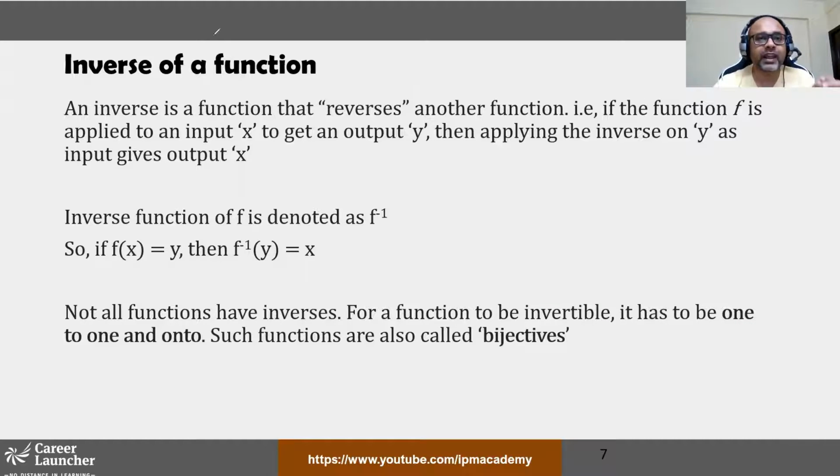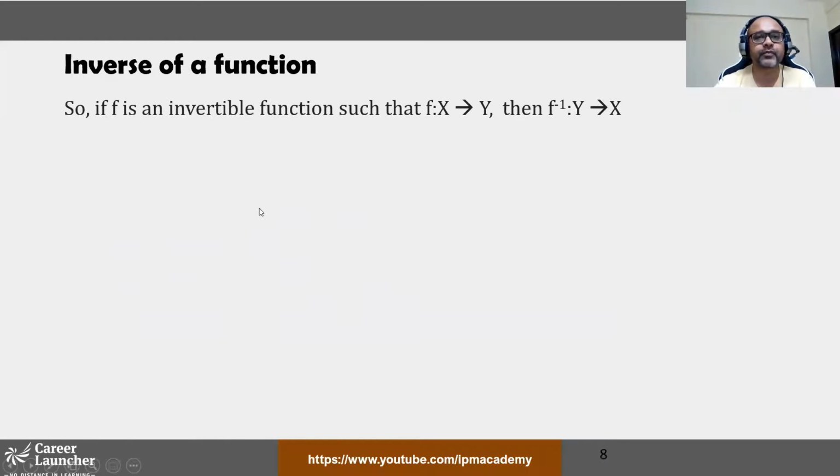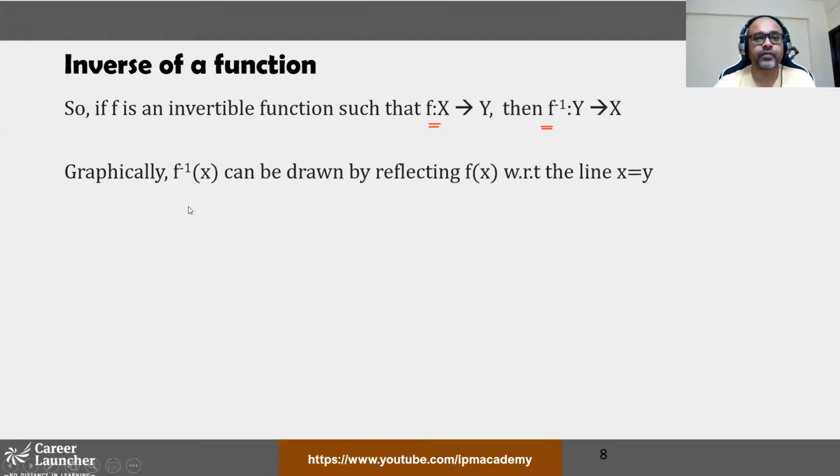We will spend a little bit of time in this video trying to understand how we get the inverse. If a function is invertible, and f maps x to y, then the inverse function will map from y to x. That's the meaning anyway. So how do we find this inverse function? That's going to be our analysis.